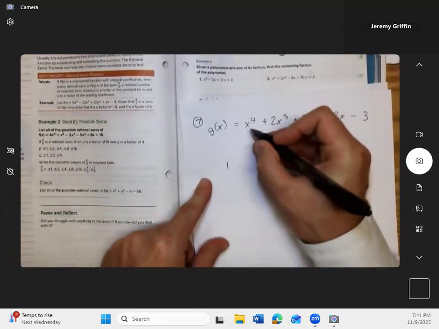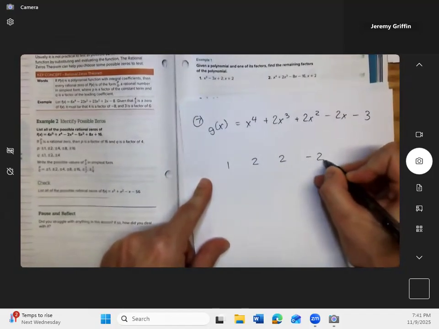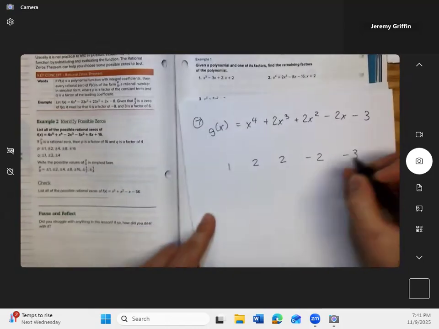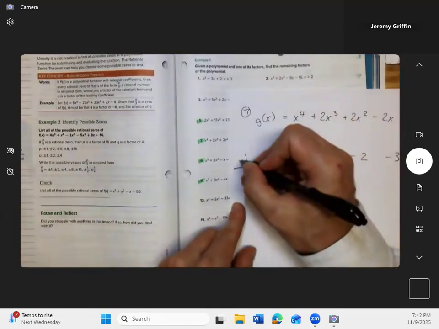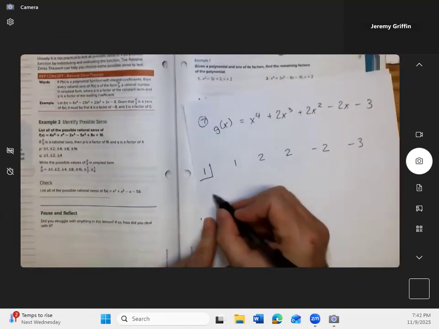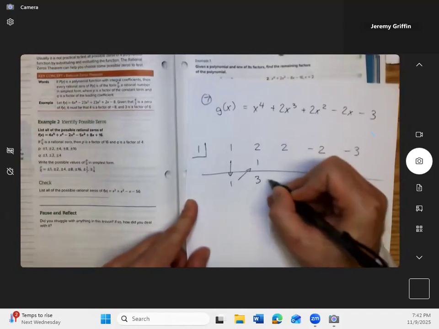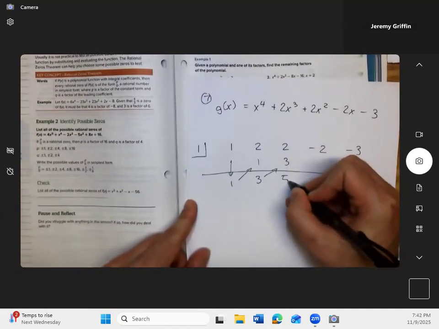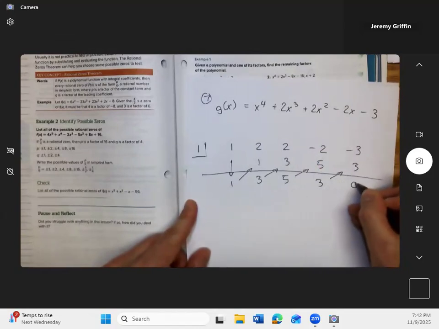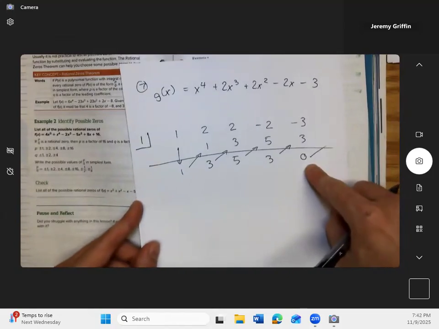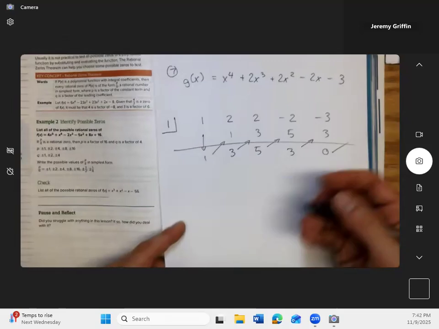So I'll write down the coefficients. I got 1, 2, 2, -2, and -3. Now we're factoring out x minus 1. So with synthetic division, I'll put +1 here. So 1 times 1 is 1. Add those up, it's 3. Times 1 is 3. Add those, it's 5. Times 1 is 5. That's 3. Times 1 is 3 and 0. Aha. Okay. So that number again had to be 0. That means it's a remainder of 0, which means that this factored nicely.